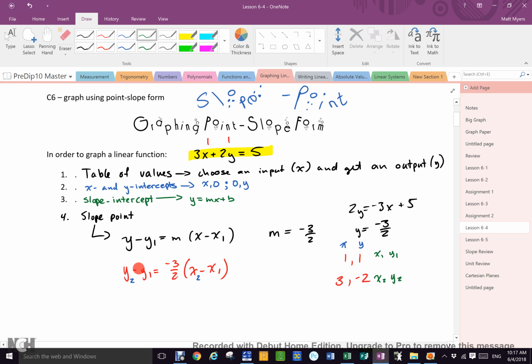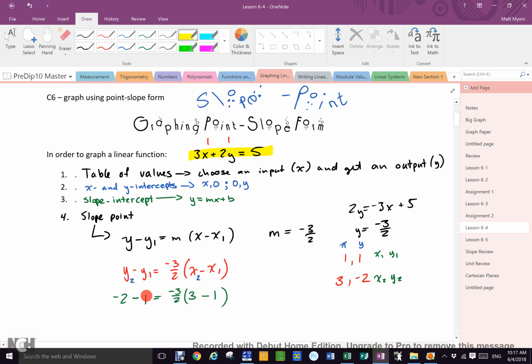Put these points in here. So, what would y2 be? Negative 2. Agreed? Minus, what's y1? 1. Everybody cool? Equals negative 3 halves. What's x2? 3. What's x1? Minus 1. Is everybody cool? Now notice something, please.